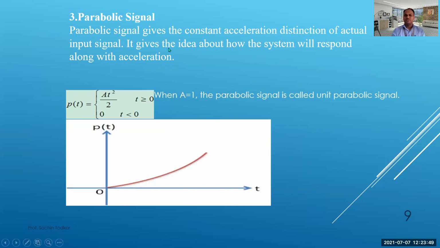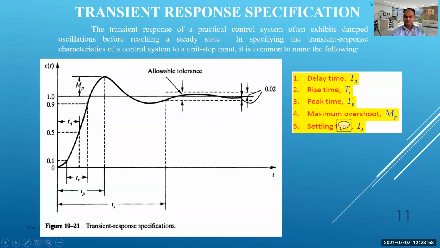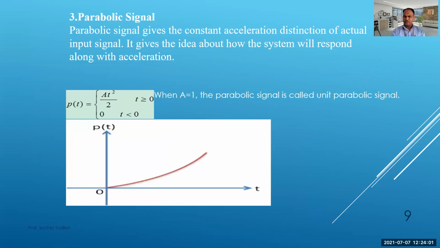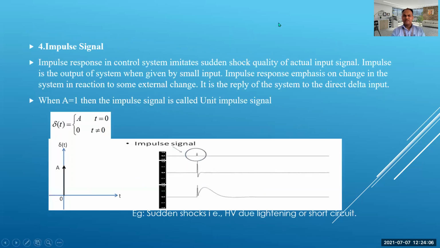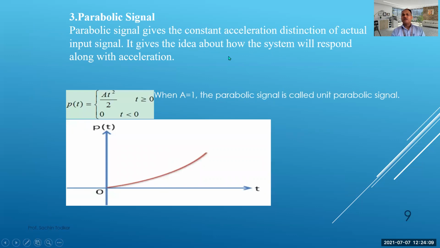Now the third one, that is the parabolic signal. The parabolic signal gives a constant acceleration attribute of the actual input signal. It gives the idea about how the system will respond along with acceleration. So in this case, for the parabolic signal, the function is p of t equal to a t square divided by 2. It is the equation of a parabola. When a is equal to 1, the parabolic signal is called a unit parabolic signal.